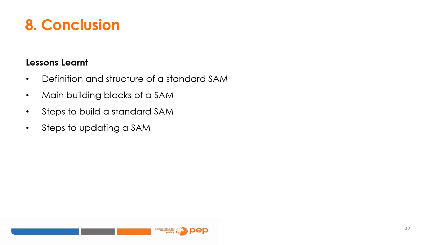We are at the end of this course on constructing and updating a social accounting matrix, or SAM. Throughout the course, you have been introduced to the notion of SAM in its standard structure. The main building blocks of a SAM, for instance, the supply and use tables in the integrated economic accounts, were defined and presented. The steps to build a standard SAM were presented and discussed. Finally, the course ended with the presentation of the procedure of updating a SAM, including a GAMS-based application.